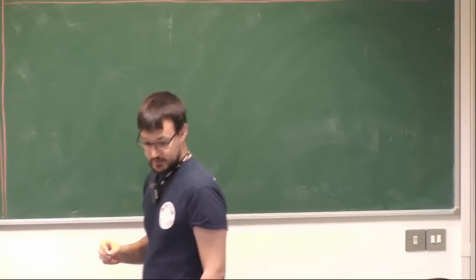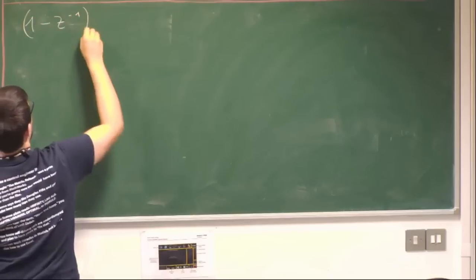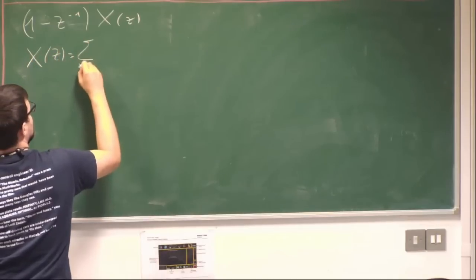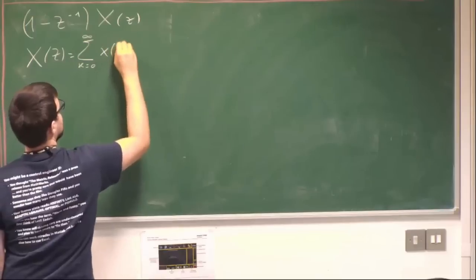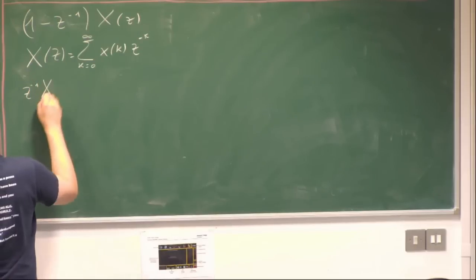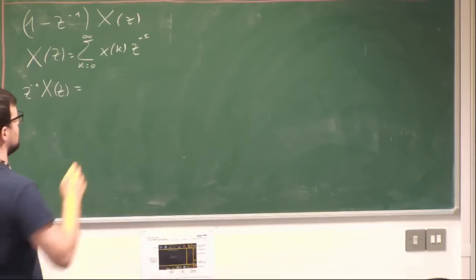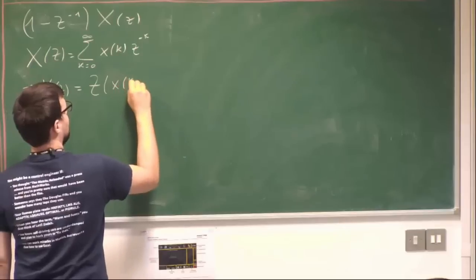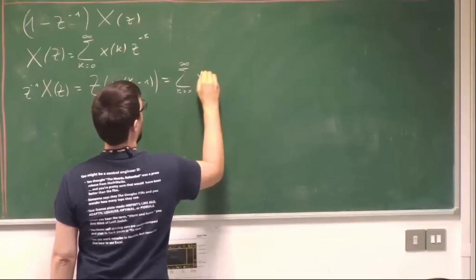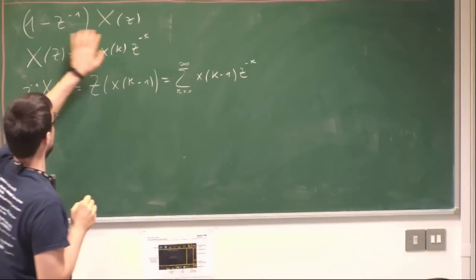So let's prove the final value theorem. To do so, we want to write this term and see how it behaves. Let's first write X(z), which by definition is given by the sum of x(k) z power minus k. And now we also write z power minus 1 X(z). Now we can use the shifting theorem to compute this. We know that this is equal to the z transform of x(k minus 1). So it's the sum with k that goes from 0 to infinity of x(k minus 1) z power minus k.